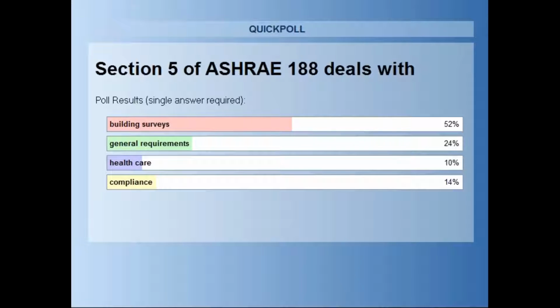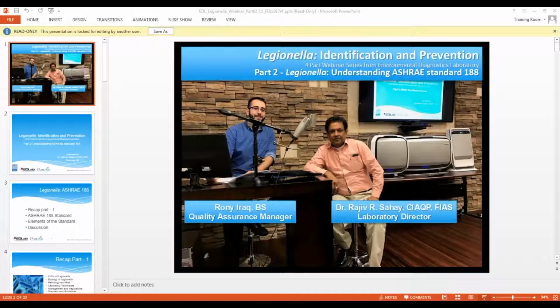Share everybody's results. We got 52% with the correct answer, and that is that Section 5 does deal with building surveys. Go ahead and go back to the presentation now. It's going to let me. There we go.